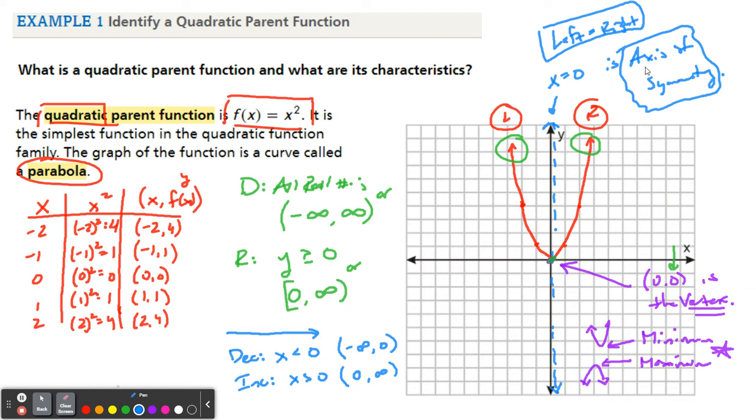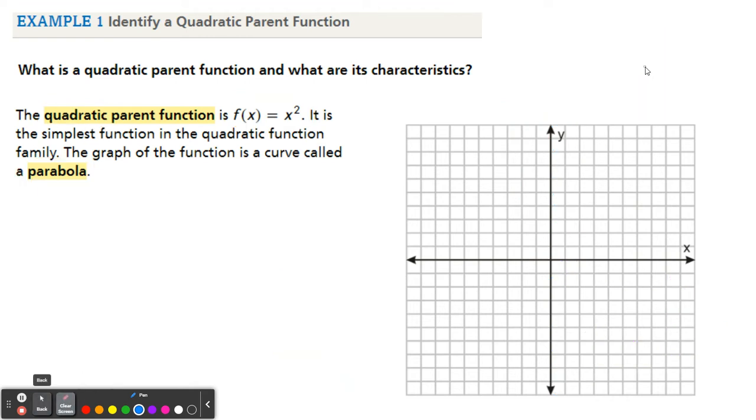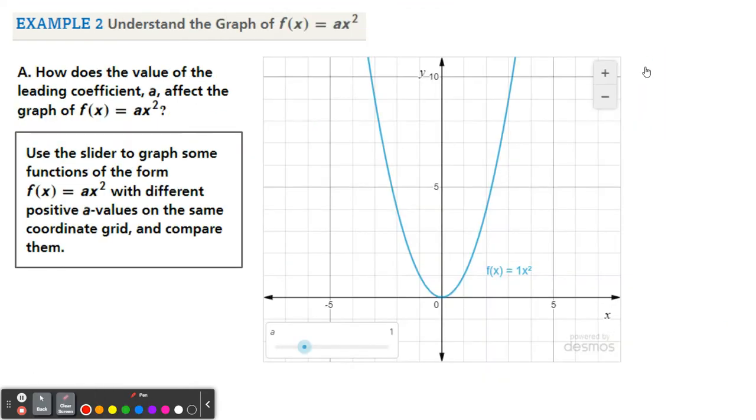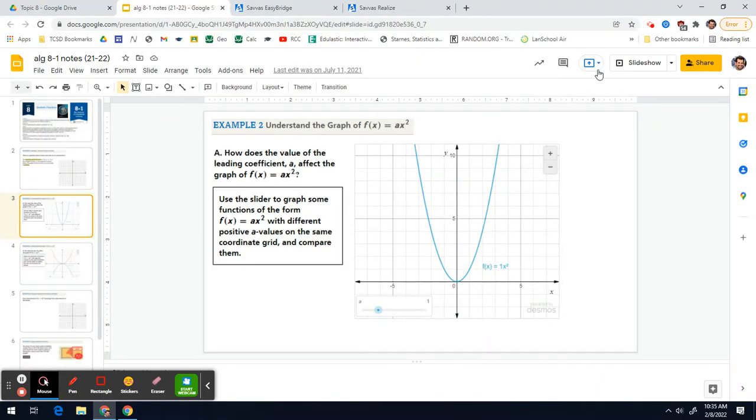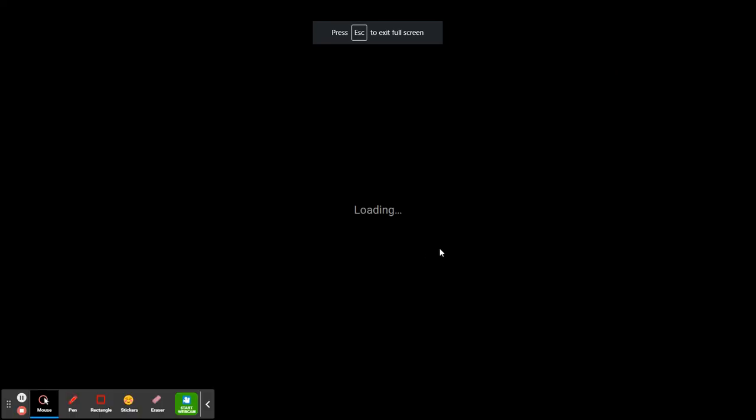Okay, so let's talk about some transformations off of this, right? Okay, so it says, how does the value of a leading coefficient a affect the graph of f of x equals ax squared? So now we're going to do this leading coefficient a, which is going to put an a in front of this function. I'm going to pause it and open up Savas because we can use Savas to kind of look at some things. Okay, so I'm logged in. So let's go ahead and take a look at this applet on Savas and see what it can allow us to do.